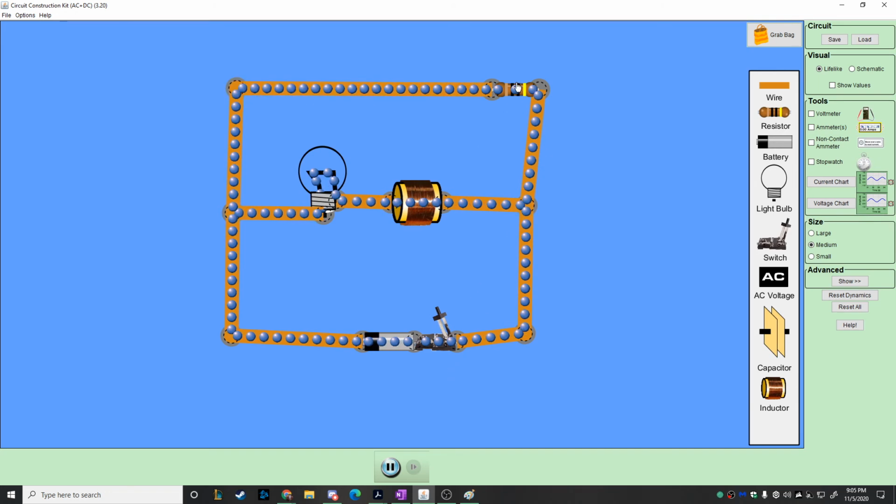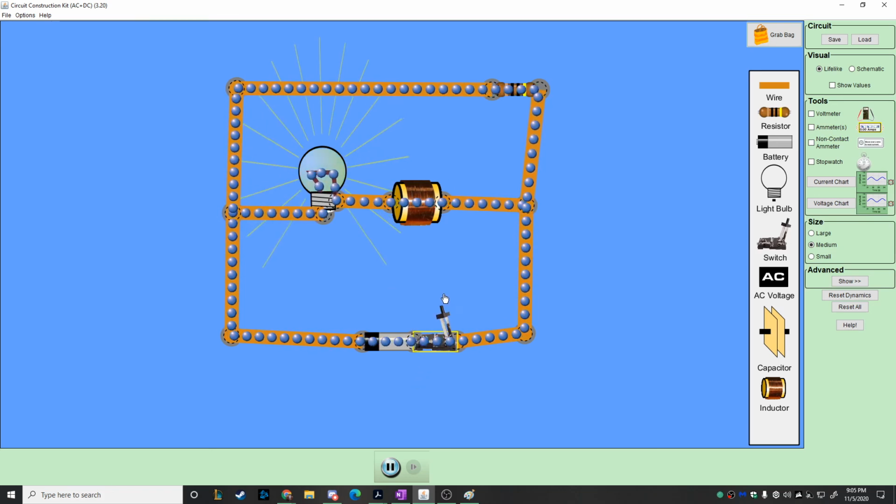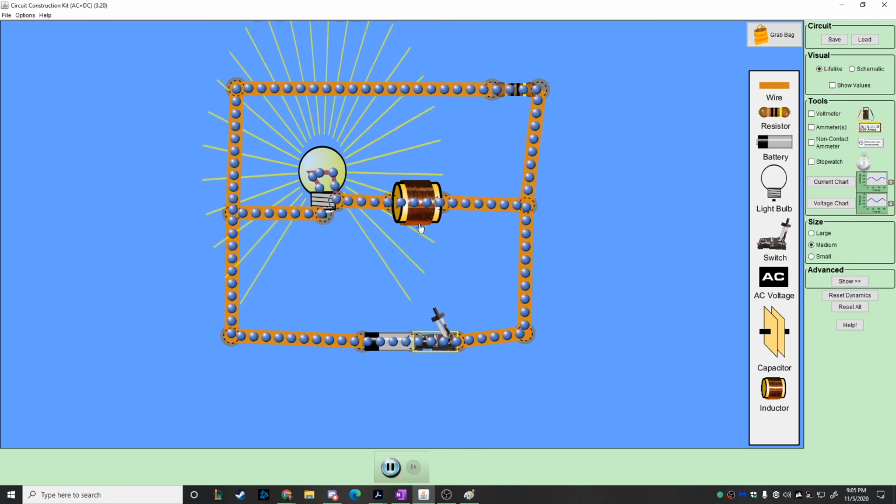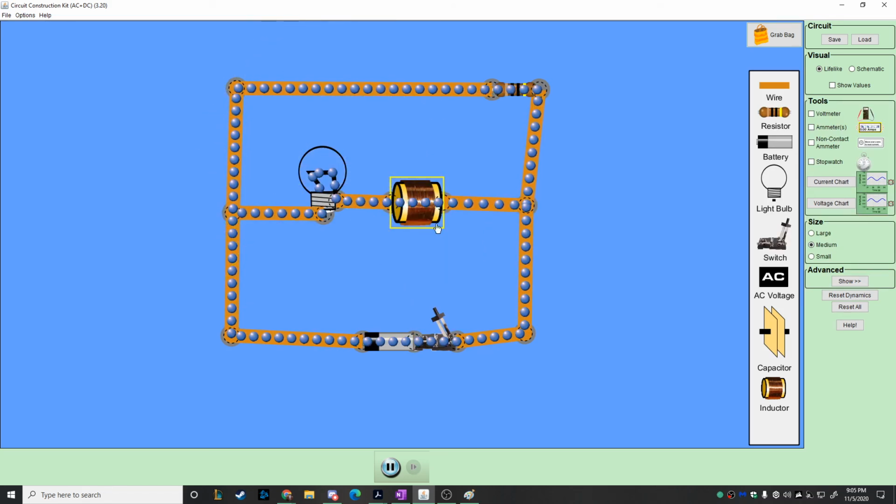Okay, this animation is kind of funny that it does that part. All right, so now here we go. Oh, it still doesn't like it. Okay, let's do, well, there it's doing it. Discharge the inductor. Let's reset dynamics, and let's see if we can get this to work better now.